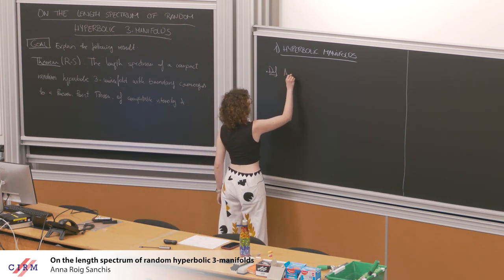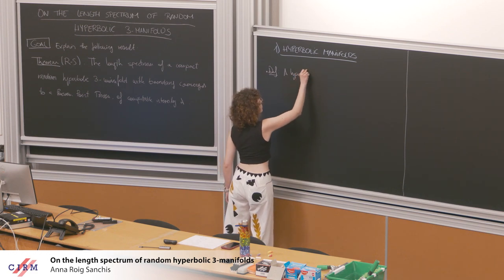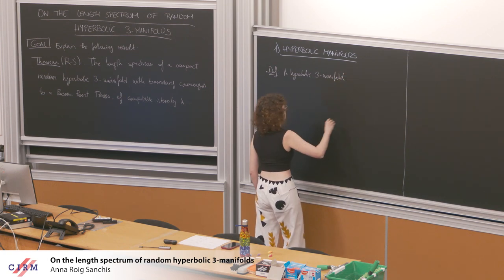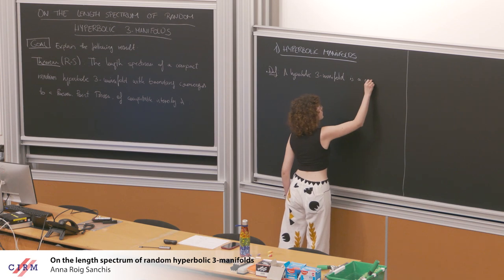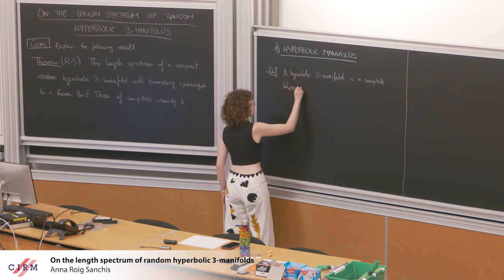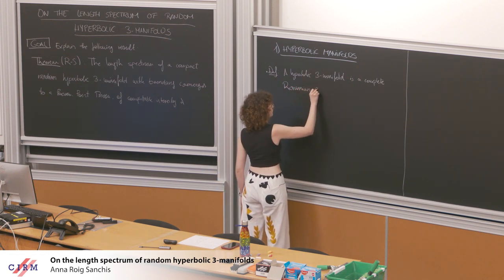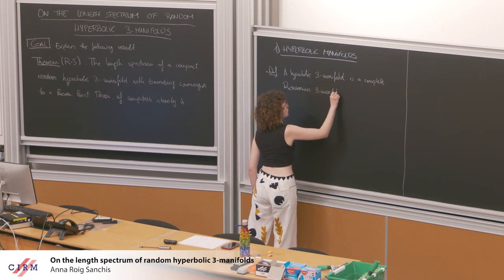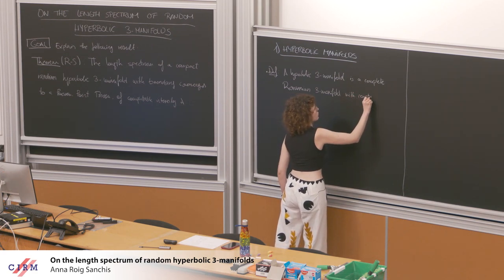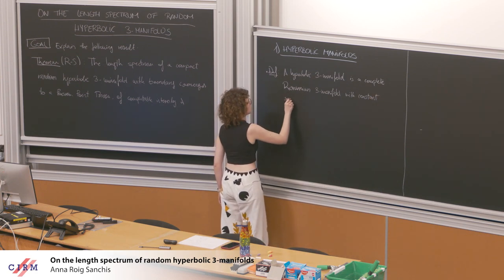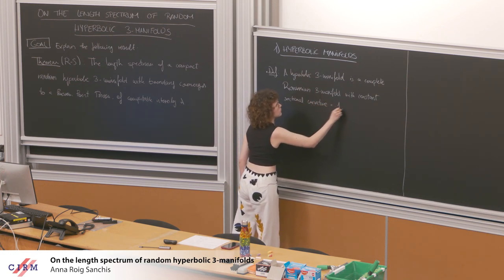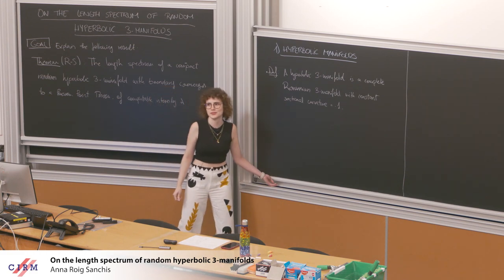So a hyperbolic manifold is a complete Riemannian manifold with constant sectional curvature equal to minus one. Okay, so what does that mean?